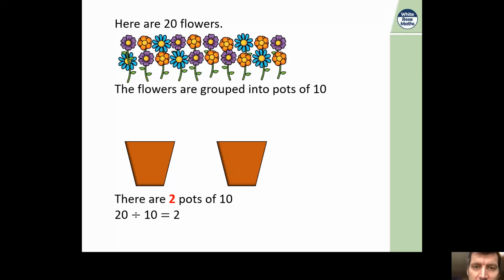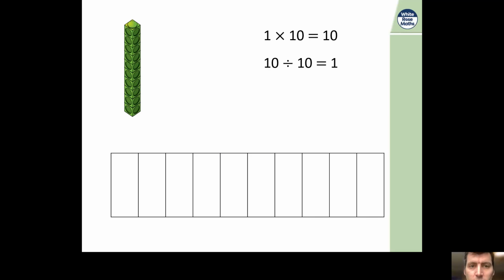And here we go now. We've got 10 in the first pot, and then we've got our second pot, and we put 10 in. So we can see that there are 2 pots of 10, and therefore that 20 divided by 10, where we've grouped it into 10s, is 2. Okay, so our answer again is 2. Okay, so well done for working through that.